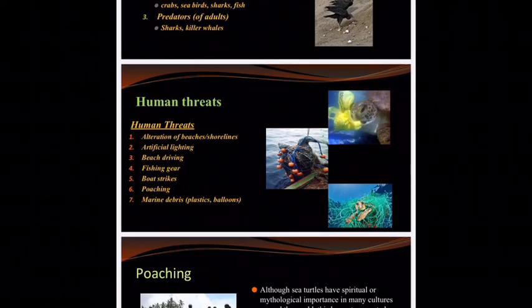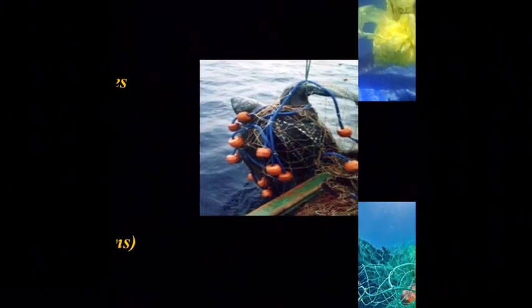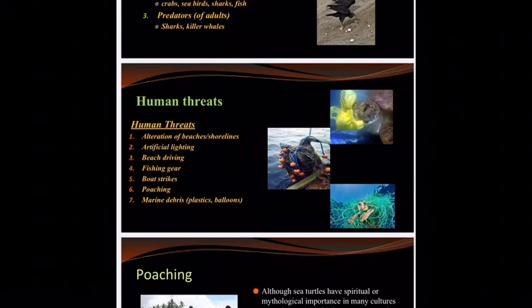We alter the beaches and the shorelines because of coastal development. We have all sorts of artificial lighting because of coastal development. We can drive on the beach and squish their nests and therefore prevent procreation. They get entangled in our fishing gear quite frequently. Sometimes they get hit by boats. They are edible, so there are many laws protecting them, but then it's called poaching when people try and get them. And then of course the marine debris of our plastics and our balloons.